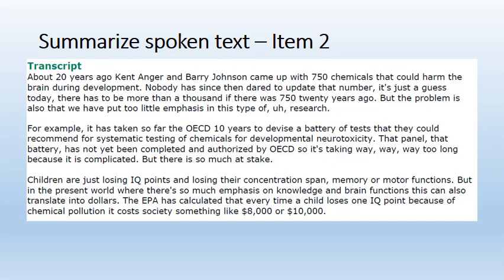Alright, item number 2. About 20 years ago, Kent Anger and Barry Johnson came up with 750 chemicals that could harm the brain during development. Nobody has since then dared to update that number. It's just a guess today. There have to be more than 1,000 if there were 750 20 years ago.